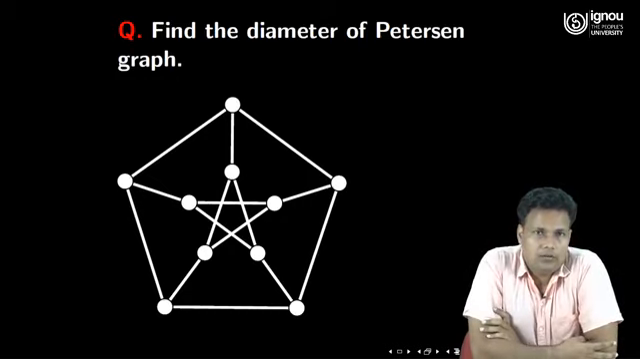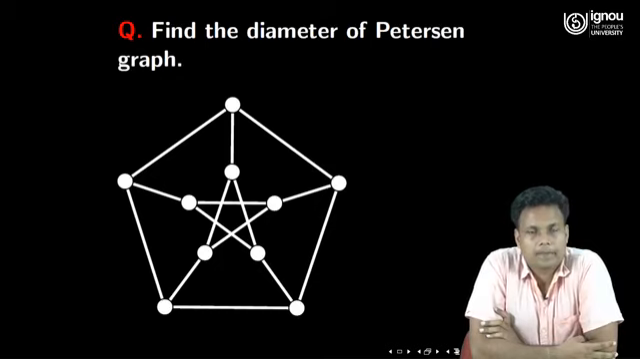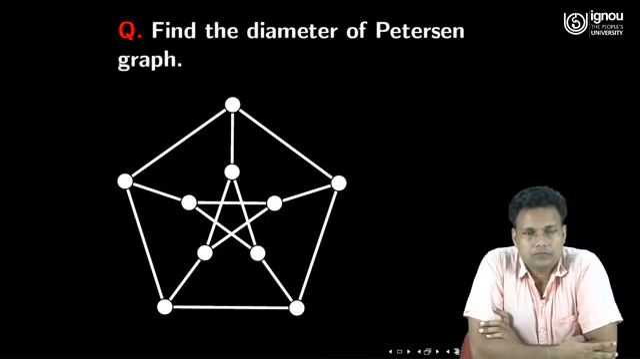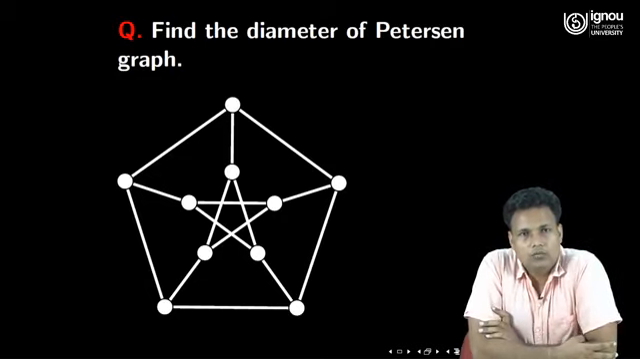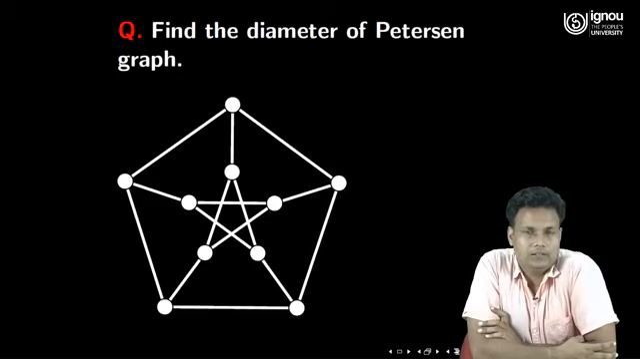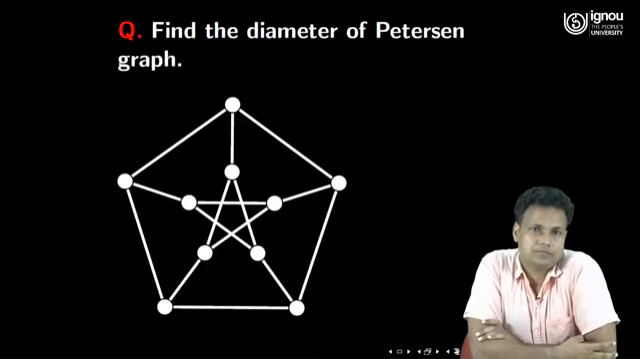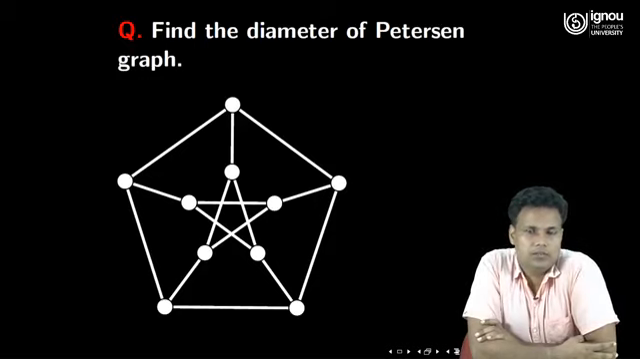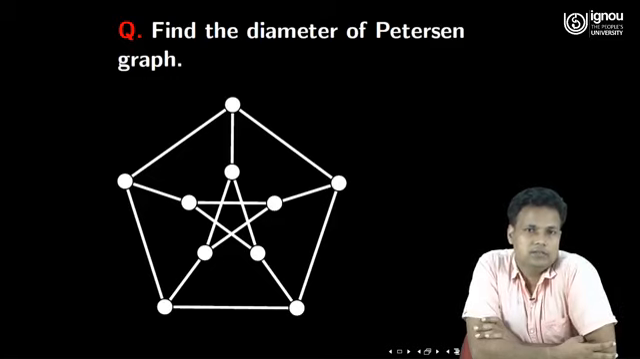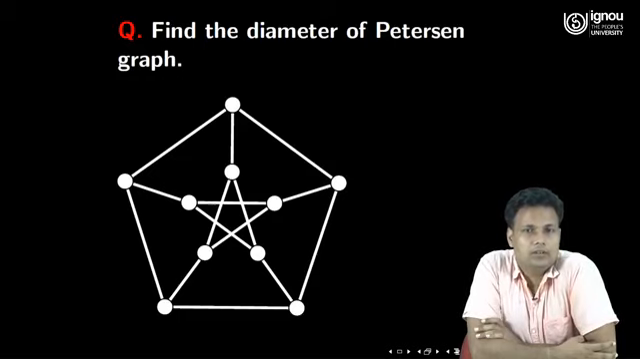Let's now find the diameter of the Petersen graph. You know that if you just look at this graph and look at any two vertices which are non-adjacent, they have a common neighbor. Just look at any two non-adjacent vertices in this graph, they have a common neighbor. It means that the maximum distance between any two vertices is 2, and therefore this graph has diameter 2.